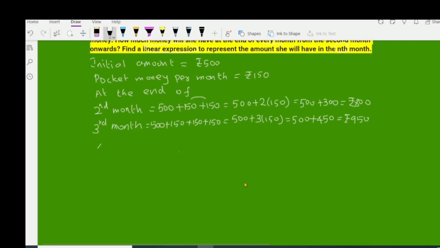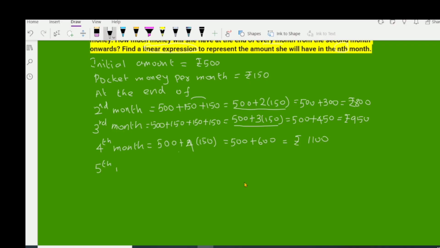Then fourth month, how much? Fourth month, you don't need to write everything again and again. Look at the second month. Use this. Second month, 500 plus 2 times 150. Third month, 500 plus 3 times 150. So fourth month, 500 plus 4 times 150 rupees. That is nothing but 500 plus 600 is rupees 1100. So after fourth month, she will have 1100 rupees.